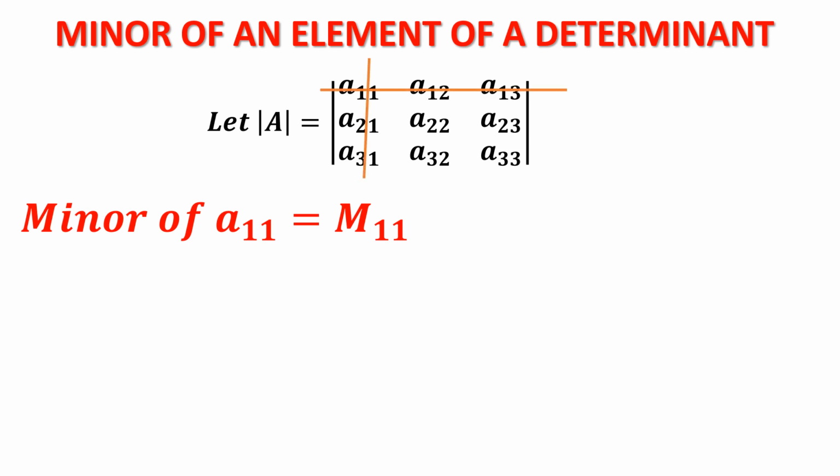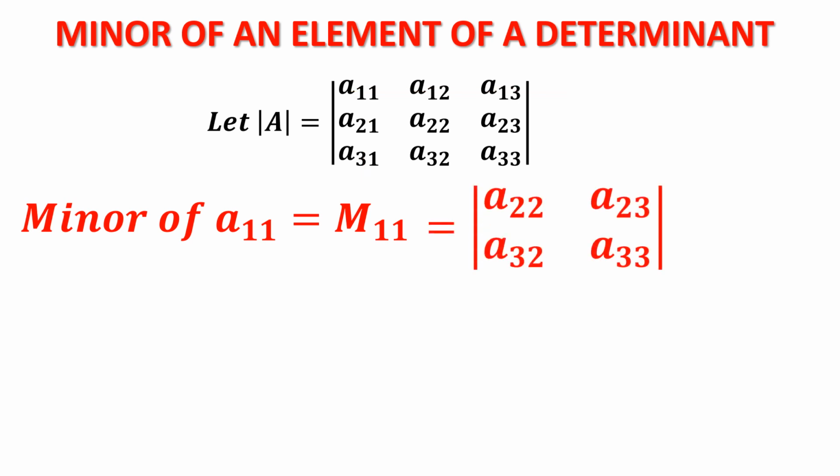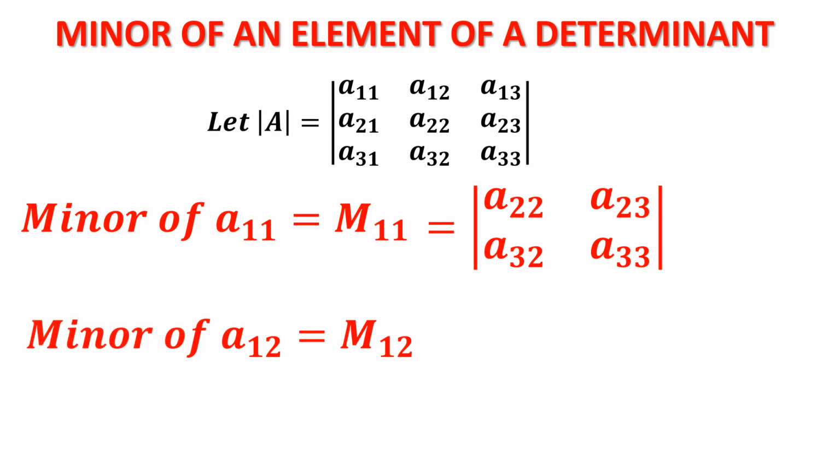You got it now? A22, A23 and A32, A33. That is nothing but the minor M11. How to get the minor of A12? I will explain for the first row. The same explanation applies to the other elements of the second row and the third row also.